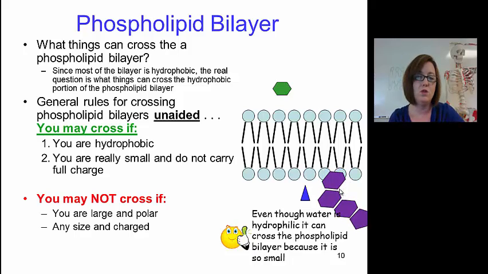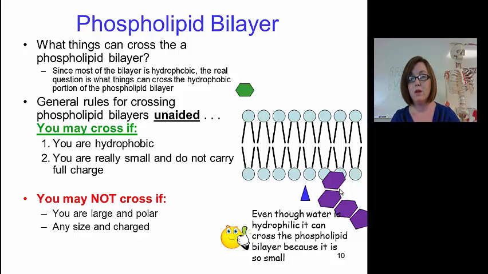How about this? Let's say this is glucose, right? Is glucose hydrophobic? Nope, it's hydrophilic, right? Is it less than 3 atoms big? Let's see, it's made of 6 carbons, 12 hydrogens, and 6 oxygens, so no, it's definitely bigger than 3 atoms. And it's polar, and it does carry partial charge, so it's hydrophilic and it's too big, it's not getting across. So you may not cross if you're large and polar, so if you're 4 atoms or bigger and polar, you can't cross.